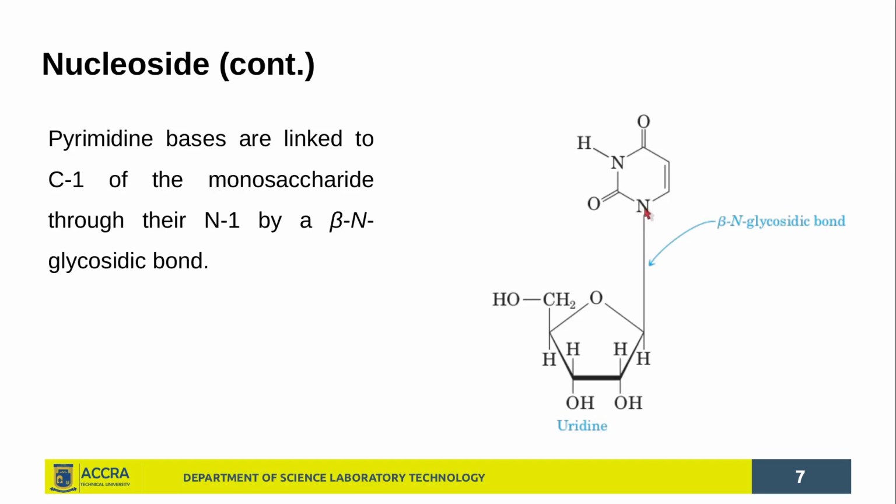Remember, the numbering for the pyrimidines starts from the N1 and goes clockwise. So this is N1, on which you had the reactive hydrogen, which reacted with the hydroxyl group on carbon number 1, forming the beta-N-glycosidic bond between the nitrogenous base, the pyrimidine, and the pentose sugar. That is a nucleoside called uridine.